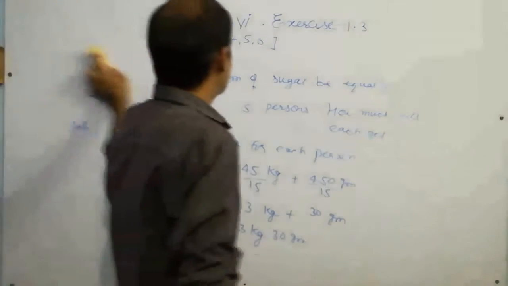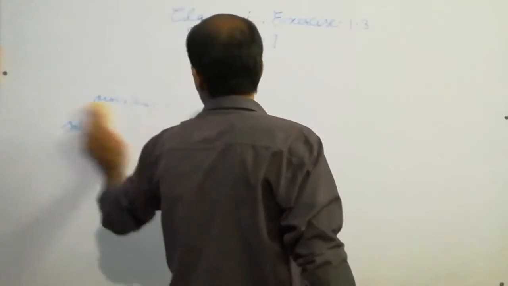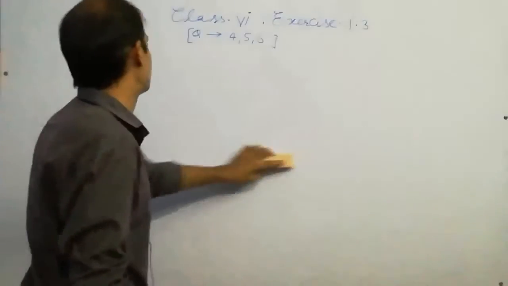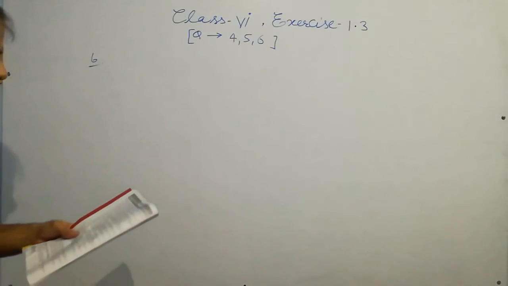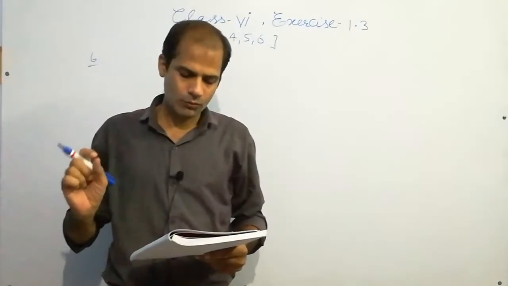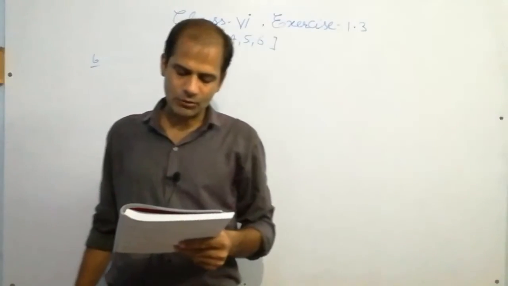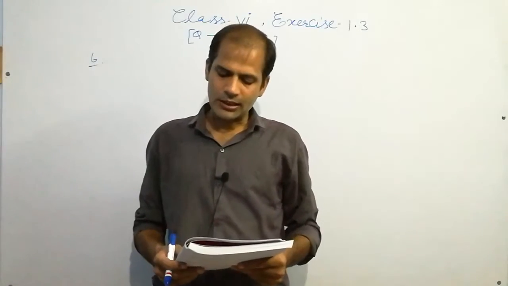Next question is the sixth question. It is all about addition. So I read the question. In an election, you know what is the election? The winning candidate got 7,26,249 votes. His nearest rival got.